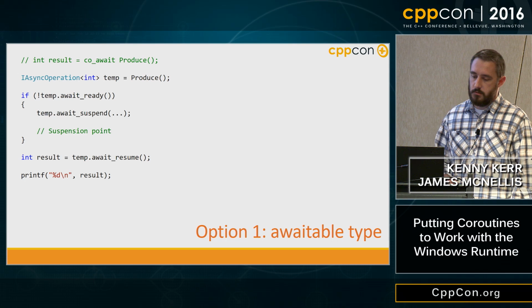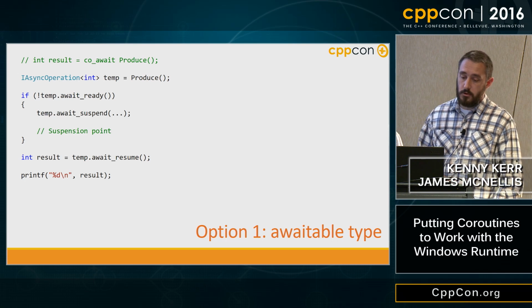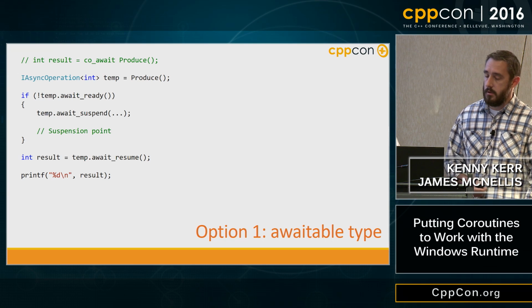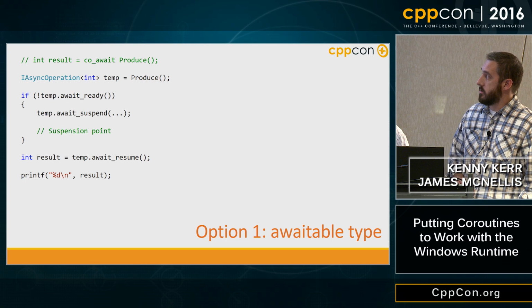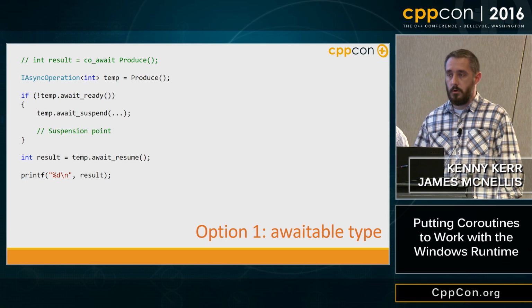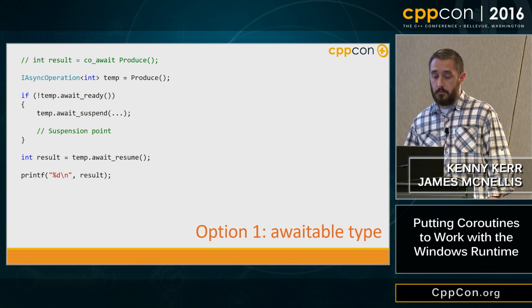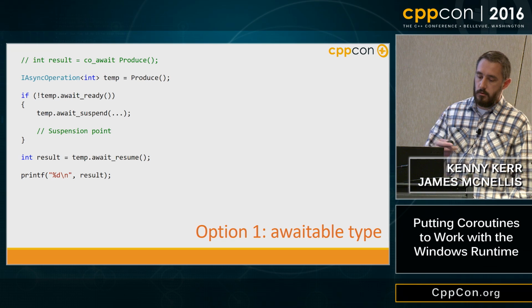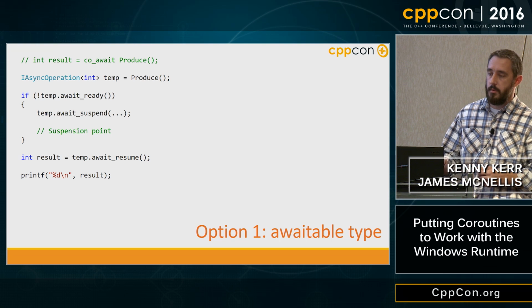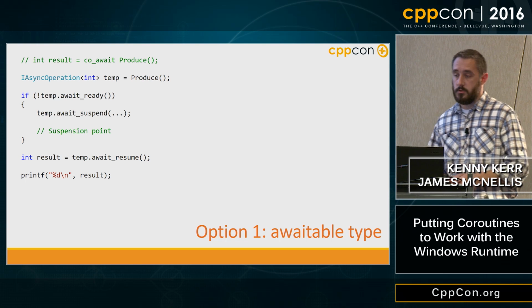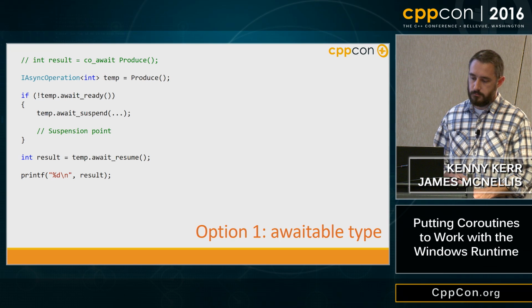Well, the first thing we'd have to do is get the async operation that the produce function returned. And we check if the operation is actually ready, if it's completed. In that case, we simply skip the suspension and go straight to await resume, which will return the value or raise an exception depending on what happened with that operation. If it was not in fact ready, it'll call the await suspend function, and that's where we can call that completed handler to set up a callback that'll execute once that happens, so that we can then resume the coroutine at that point, and then suspension occurs.